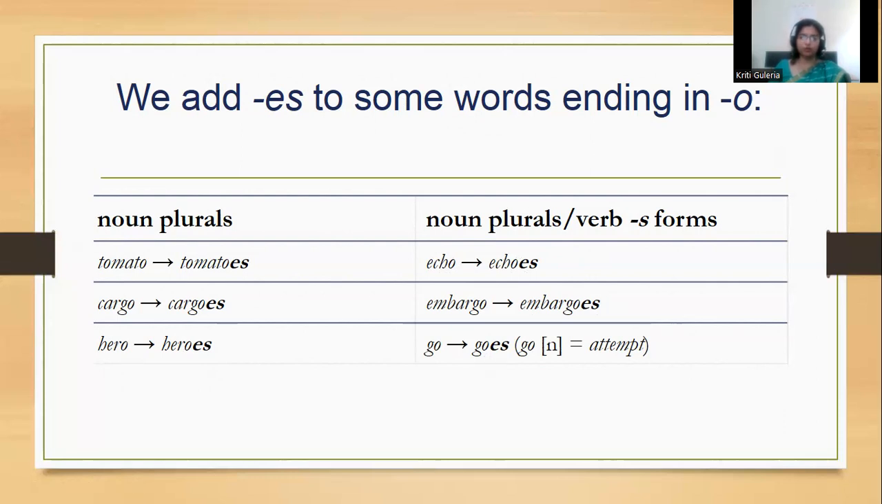Right? So this thing you need to remember. A word ending with o will add just es to make it plural, whereas any word ending with y will change into i plus es. Clear?